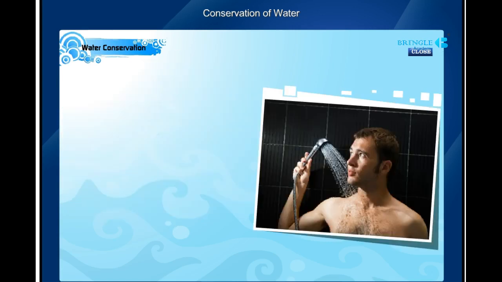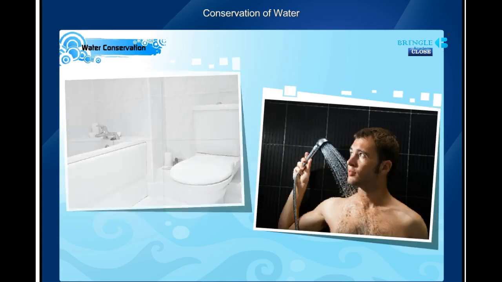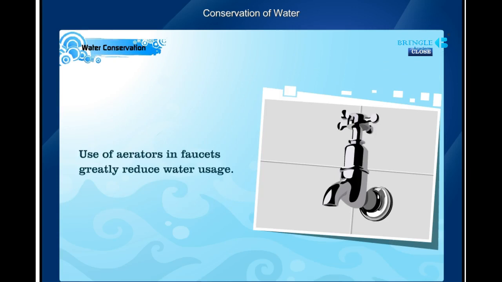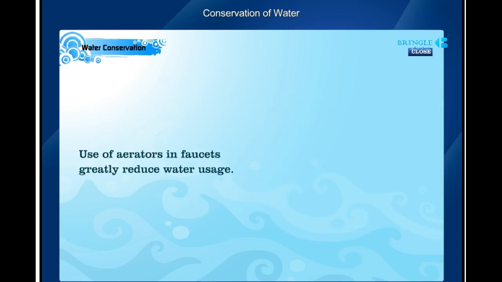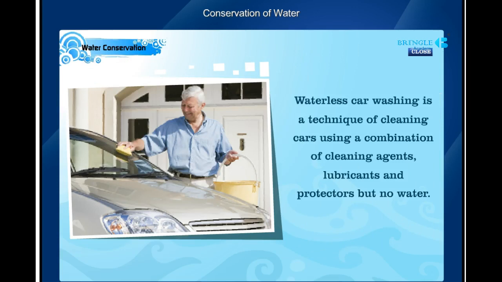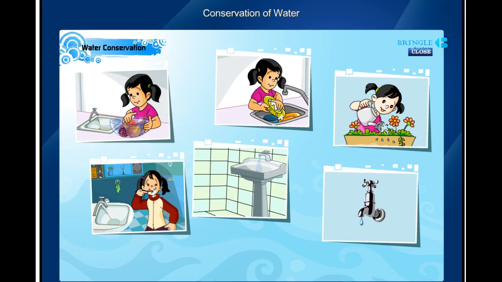Use of low-flow showers, low-flush toilets, and aerators in faucets reduce water usage. Waterless car washing is a technique of cleaning cars using a combination of cleaning agents, lubricants, and protectors, but no water. Besides these methods, each one of us can reduce our water usage by following some simple practices.